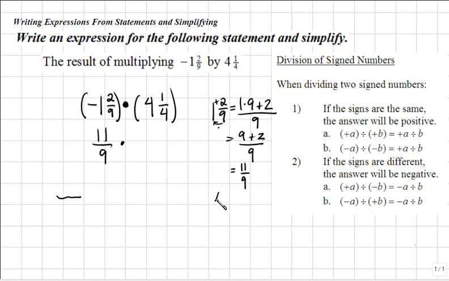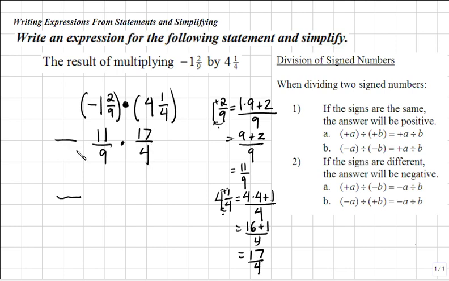So we'll write without our sign 11 over 9 multiplied by our other fraction 4 and 1/4. To convert this to an improper fraction, we'll multiply 4 times 4 and then add 1, and then write this over the common denominator of 4. In other words, 4 times 4 plus 1 over 4. 4 times 4 is 16. 16 plus 1 over 4 becomes the improper fraction of 17/4. So 4 1/4 is 17/4. Again, this result will be negative.